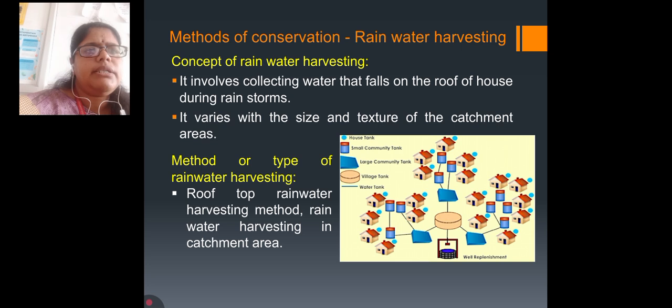We can see in the diagram you have the tanks in the individual houses, and a small community tank is also present in certain areas, and there is a large community tank, that is the village tank, where the water of the whole village area is collected, and you have a well.